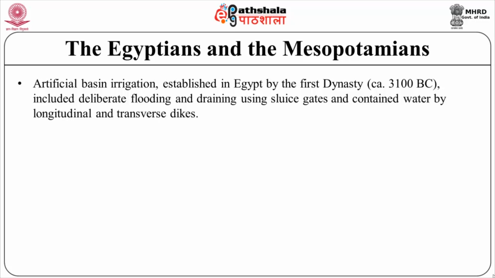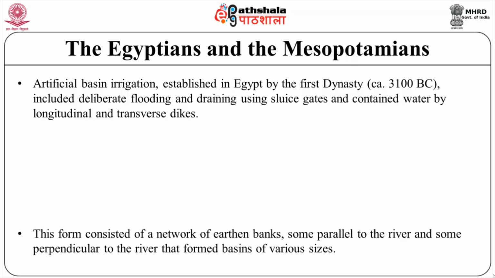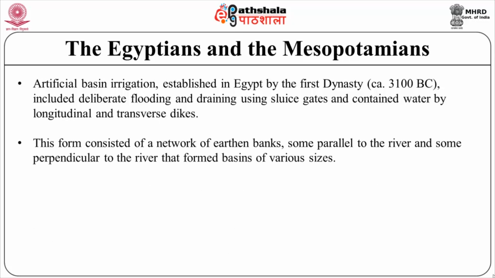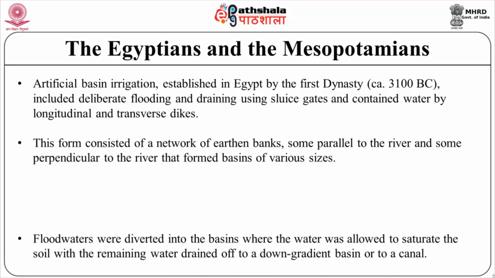Now, let us see the artificial basin irrigation, which was established in Egypt by the first dynasty, that is 3100 BC. It included deliberate flooding and draining using sluice gates, and water contained by longitudinal and transverse dikes. This form consisted of a network of earthen banks, some parallel to the river and some perpendicular to the river, that formed basins of various sizes.